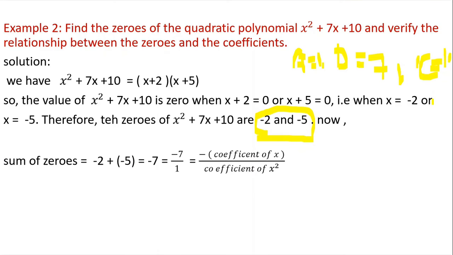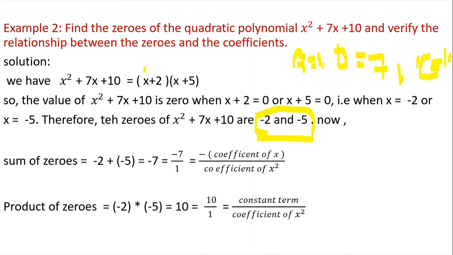Now, we know that the sum of its zeros, that is minus 2 plus minus 5, is equal to minus 7, which is equal to minus of coefficient of x by coefficient of x square. We know that coefficient of x is 7 divided by coefficient of x square, which is 1. So it is satisfied.